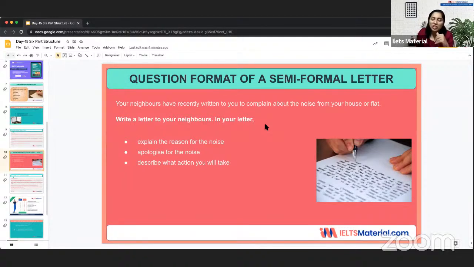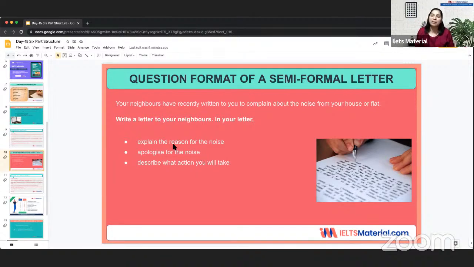Okay, so here it is. It is an apology letter. So you have to explain the reason for the noise. You have to apologize for the noise, and you will also mention what action you are going to take related to this particular problem.